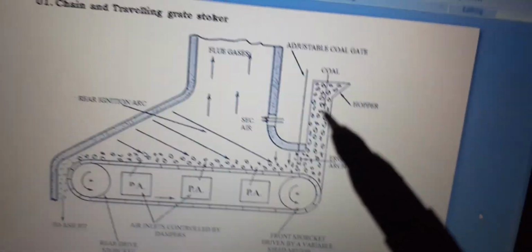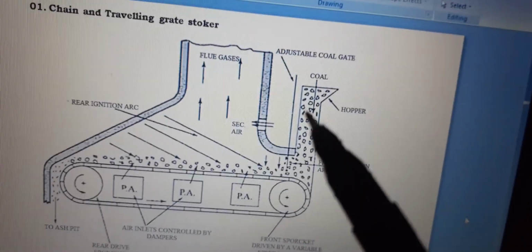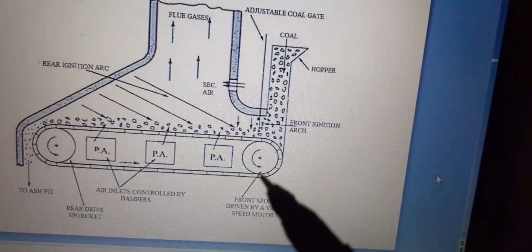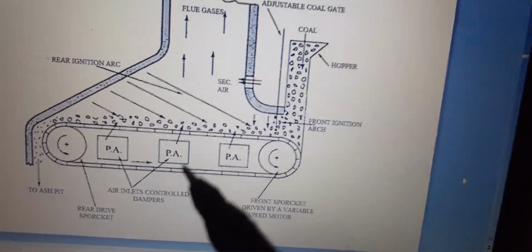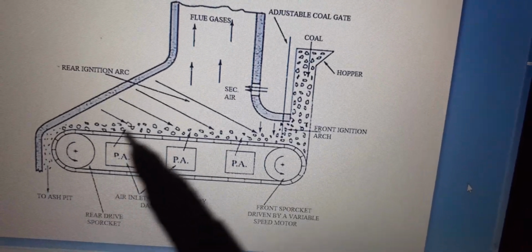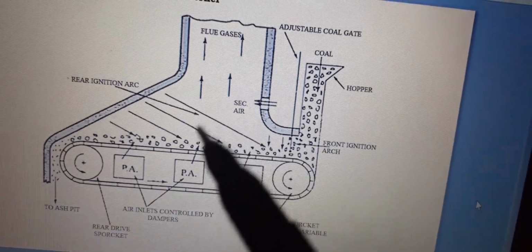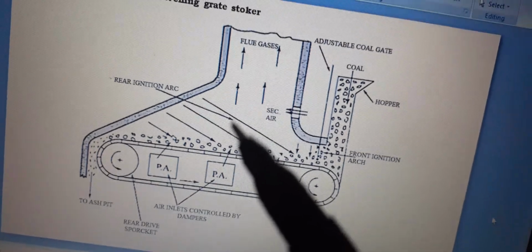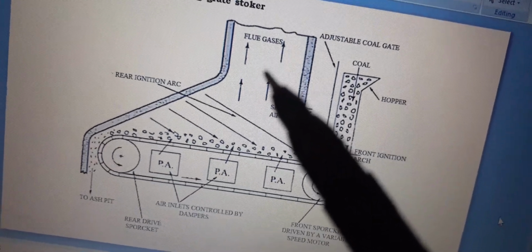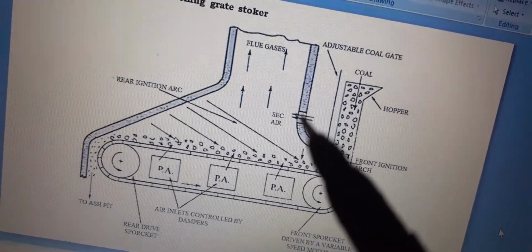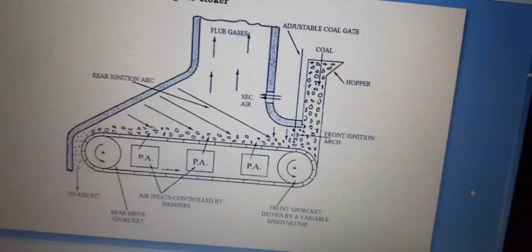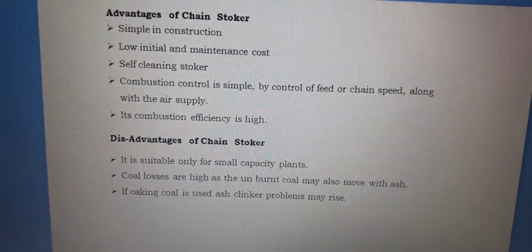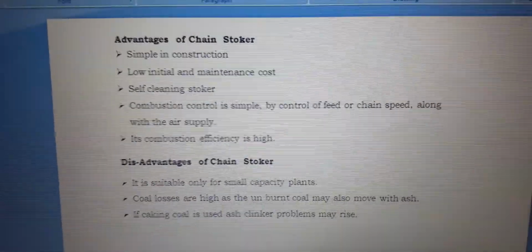And through the hopper the coal is first of all fed into the hopper, and then the front sprocket driven will carry it to the air inlets controlled by dampers, and thus the fuel gases when it burns go to the ash pit. Here this is the ash pit, and when it burns the fuel gases will be going upward. And you all can see the process here.